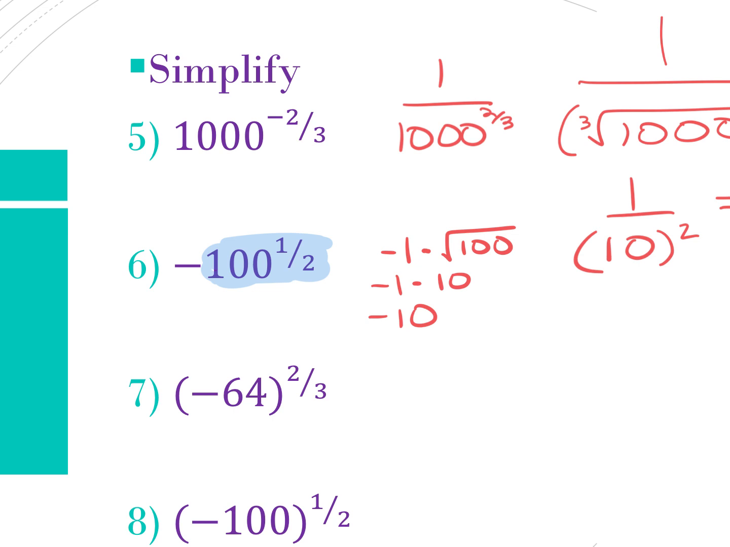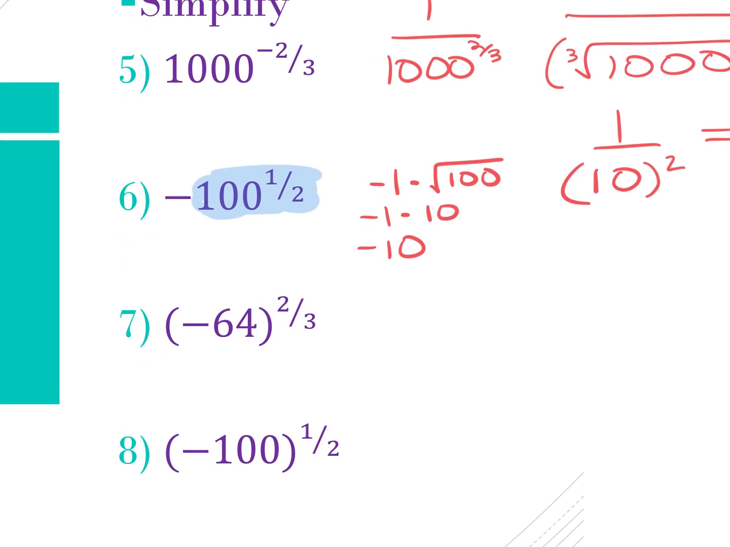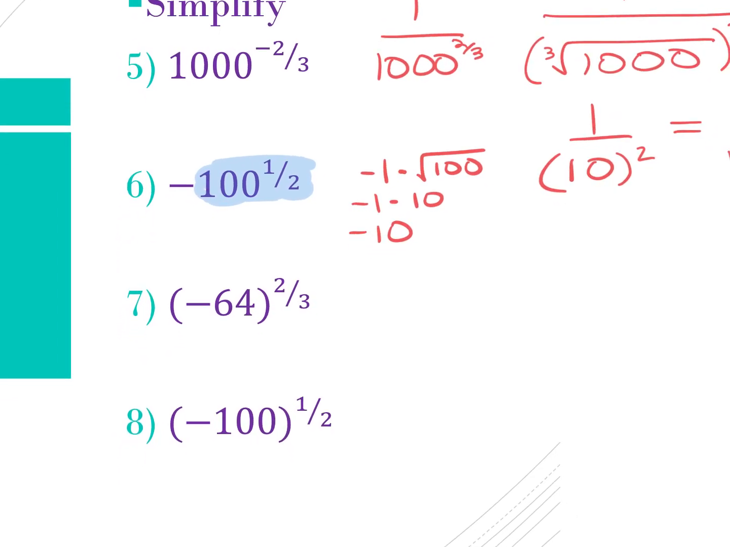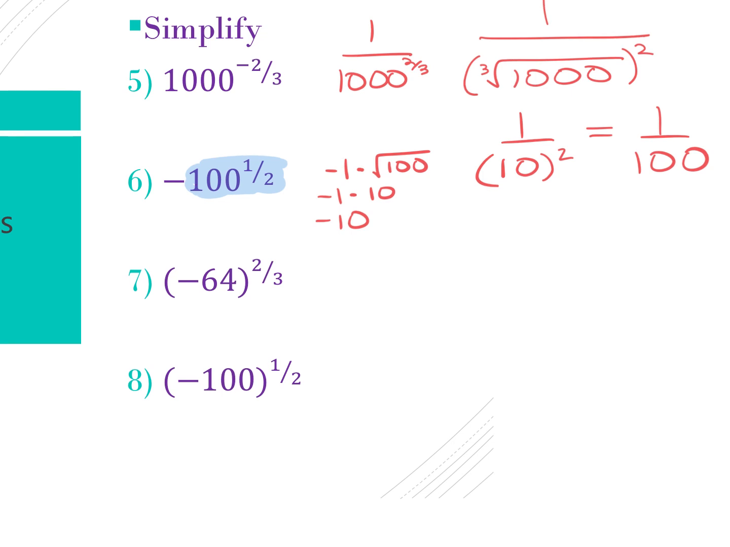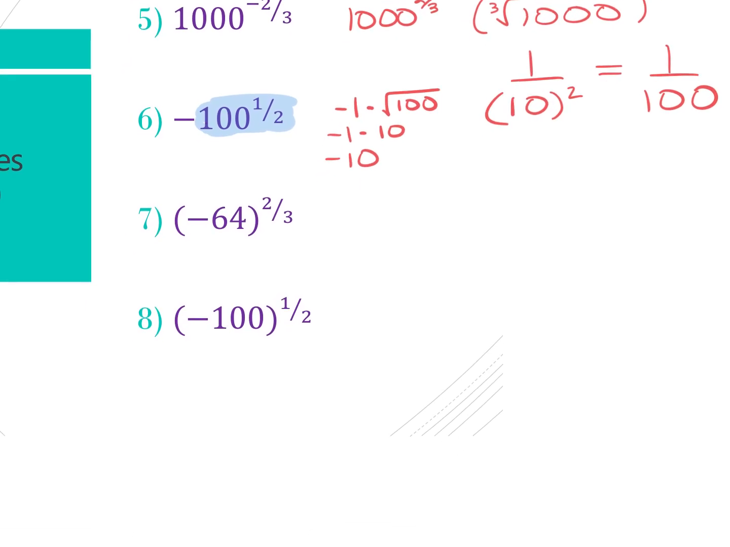Now, let me just jump down to number 8, and then I'll go back to 7. Notice number 8 looks very similar to number 6. The only difference is that -100 is in parentheses. So watch what happens on this one. What's really happening here is that -100 is what's going under the square root symbol.